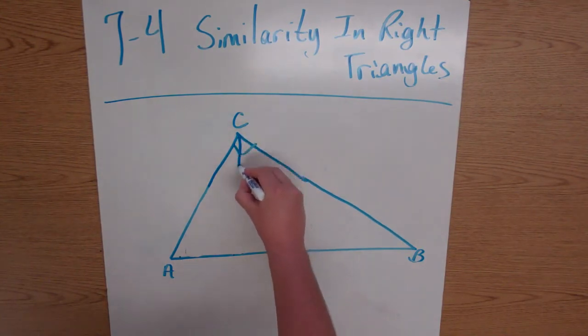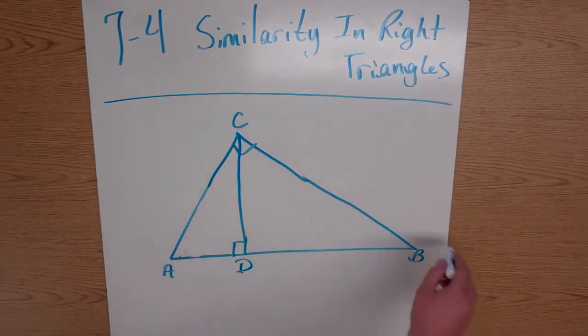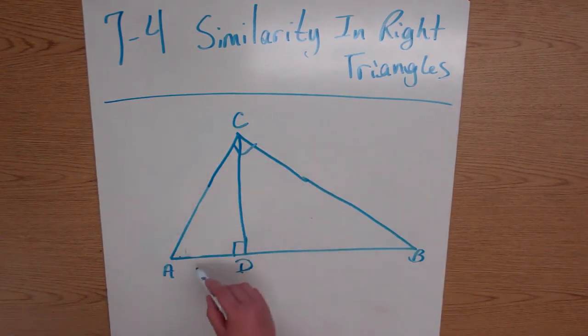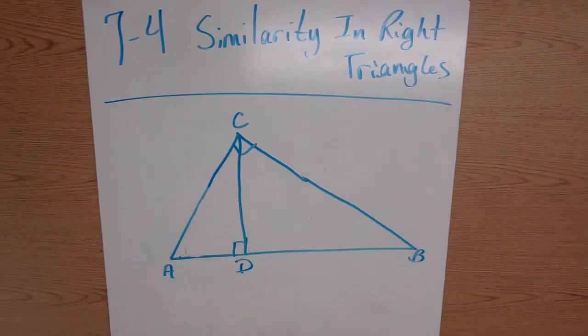Well, let's draw this altitude in. Not very straight. Name that point D. Now, we have triangle ABC, the big one. Then we have this little one here, ADC, and then we have this little one over here, CBD. Now, all 3 of these triangles are in fact similar.